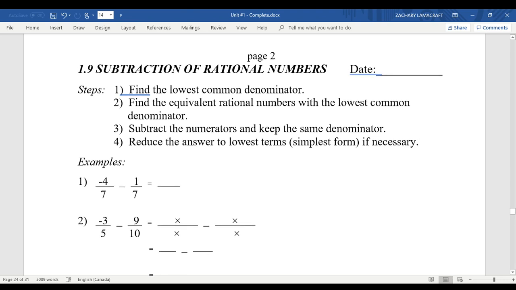So all we would do is subtract across the top. So -4 minus 1 would give us -5/7.